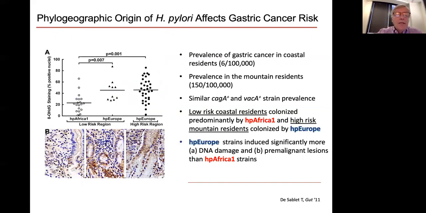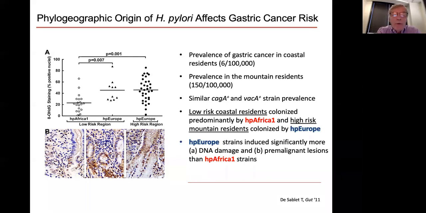They went on to show that the H. pylori from the coast were predominantly HP Africa, with some HP Europe, whereas the bacteria isolated from residents of the high mountainous region, again only 125 miles away, were predominantly HP Europe. They showed that HP Europe, in contrast to HP Africa, has a much higher incidence of inducing DNA damage, reflected here. You can see down here the more severe and early dysplastic lesions in some of the individuals' biopsies from the mountainous region who were infected with HP Europe. So HP Europe strains are known to induce significantly more DNA damage and more premalignant lesions than HP Africa.